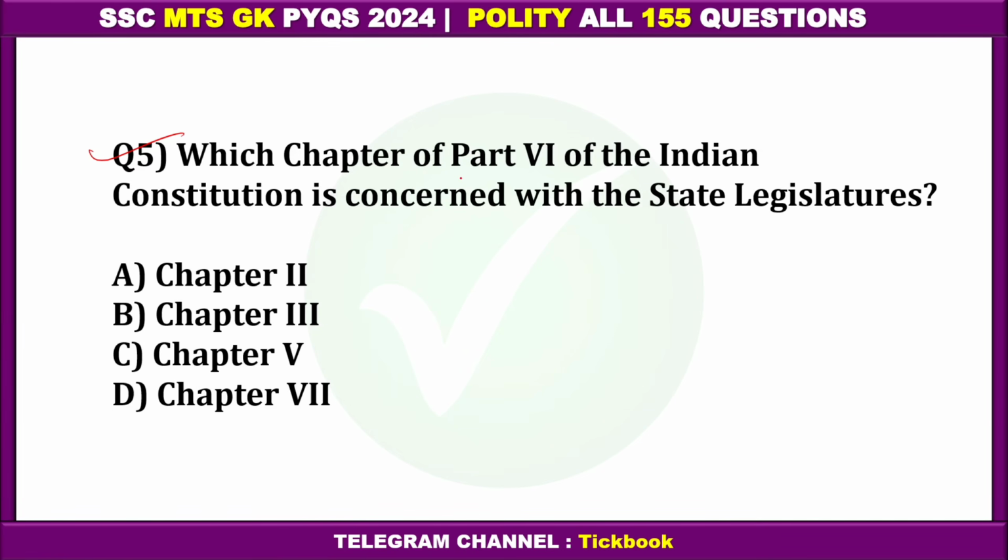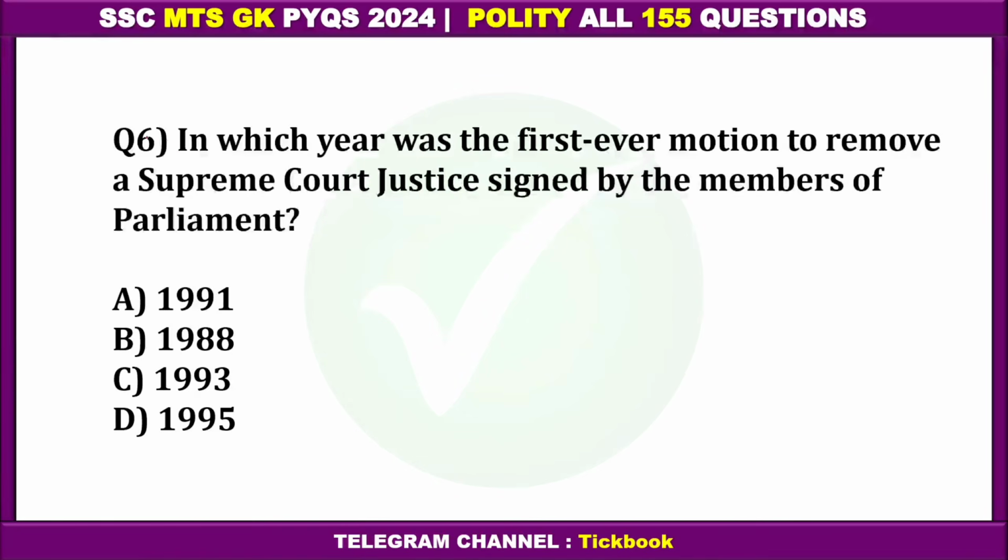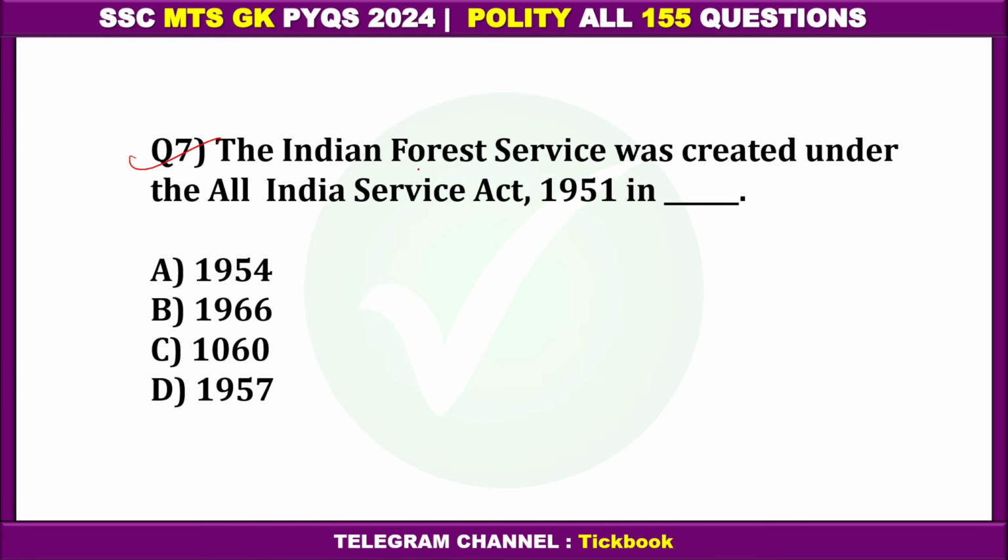Question number 5, which chapter of Part 6 of the Indian Constitution is concerned with the state legislature? Option number B, Chapter 3. Question number 6, in which year was the first motion to remove the Supreme Court justice signed by the members of the Parliament? Option number A, 1991. Question number 7, the Indian Forest Service was created under All India Service Act 1951 in dash.